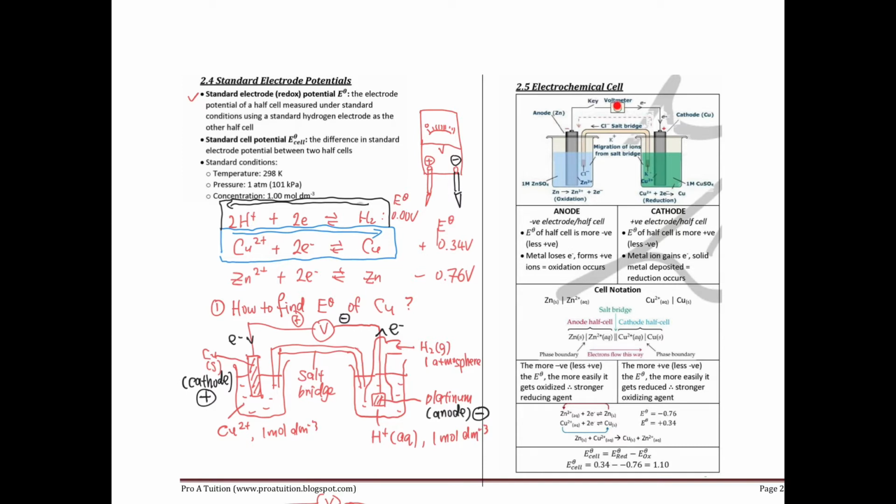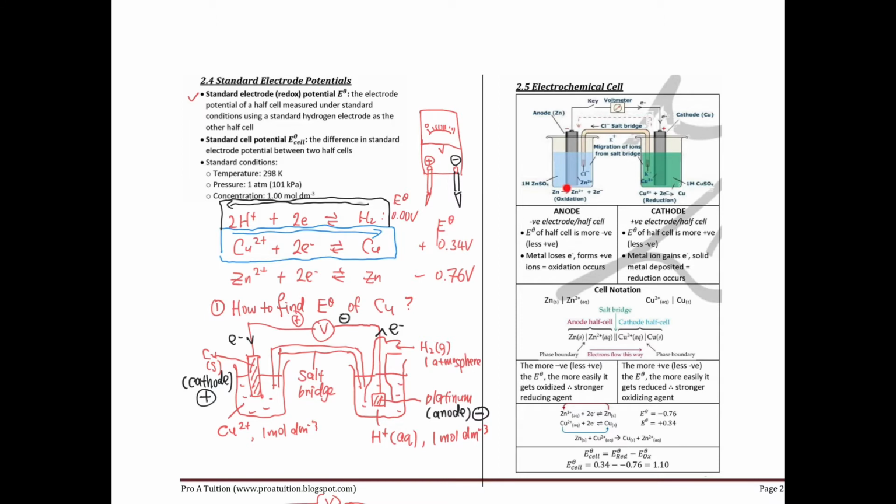So when you want to find the difference, right? We have to know which minus which. Okay, different means we minus, right? So which minus which we have to care about also. So that is the formula over there actually. You can see here, E theta cell is actually E theta for the reduction minus the E theta for the oxidation.